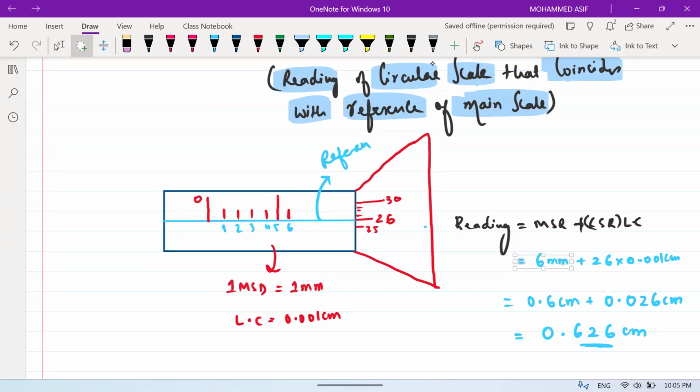In the diagram, if you see, the 6 is visible on this one. So right now for me how much? 6 mm. Now this is mm and this is centimeter, so I'm converting this mm into centimeter. So it is 0.6 centimeter plus 26 into 0.001, which is 0.026. Add them, 0.626 centimeters. Am I clear?